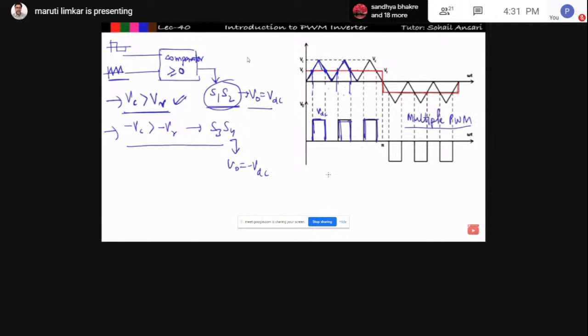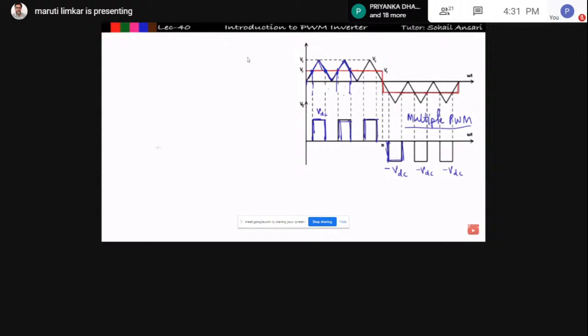In the same way, from pi to 2 pi, I did the coding like this: if minus VC is greater than minus VR, then S3 and S4 will be on, and when S3 and S4 are on, then V0 will be minus VDC. So V0 will be minus VDC when minus VC is greater than minus VR. This is my minus VDC, this is my minus VDC, this is my minus VDC. In this way, we can generate the pulse.